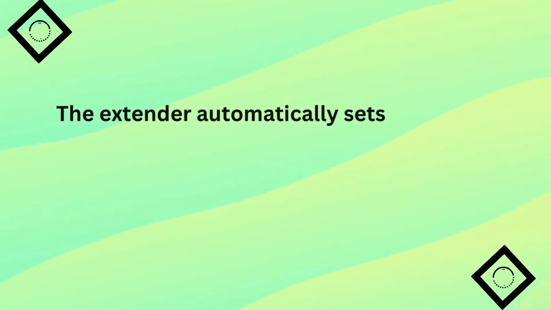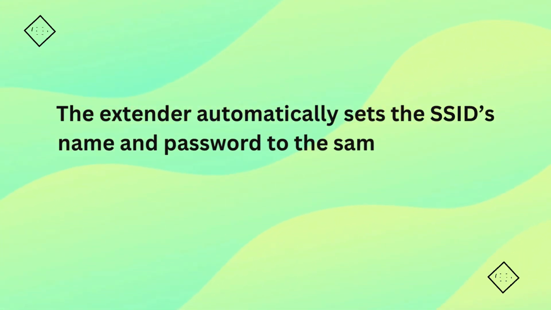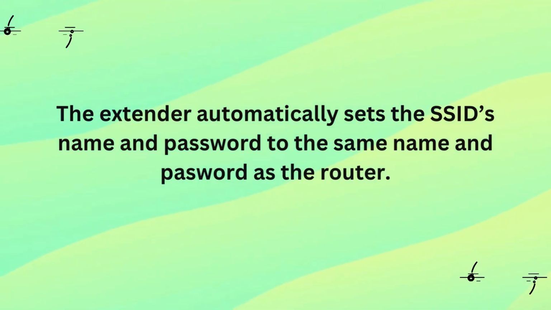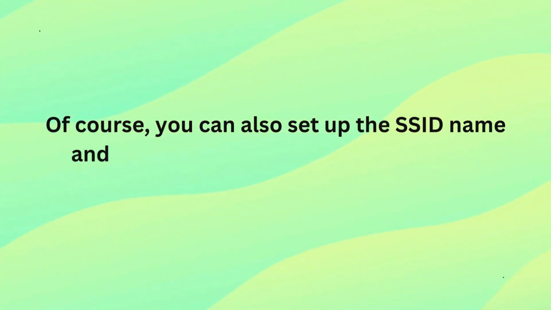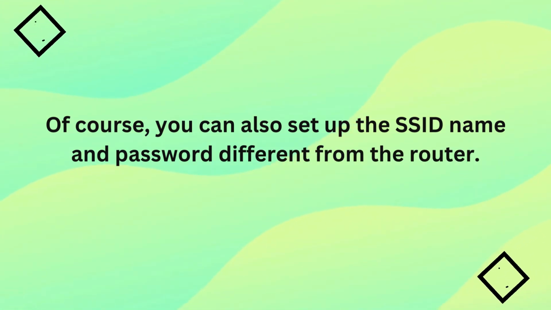The extender automatically sets the SSID name and password to the same name and password as the router. Of course, you can also set up an SSID name and password different from the router.